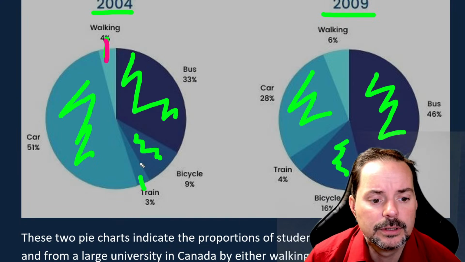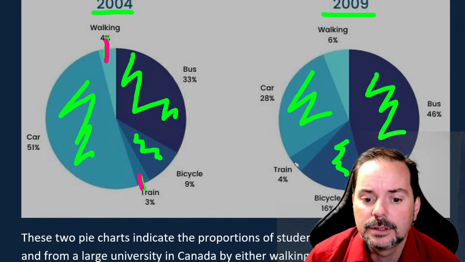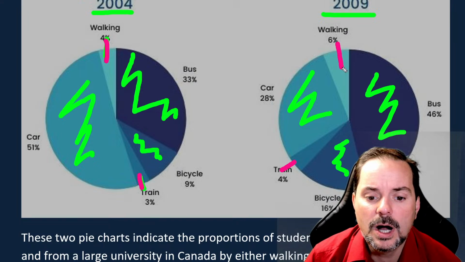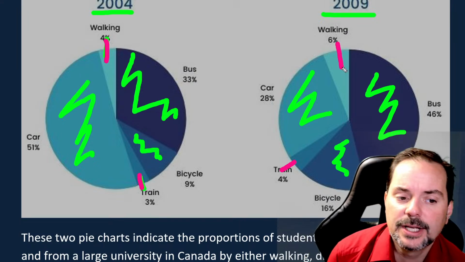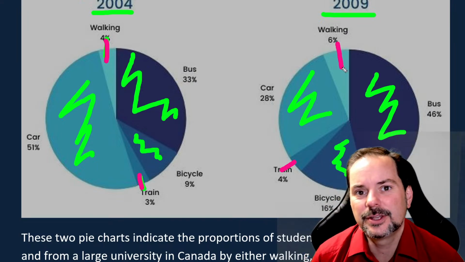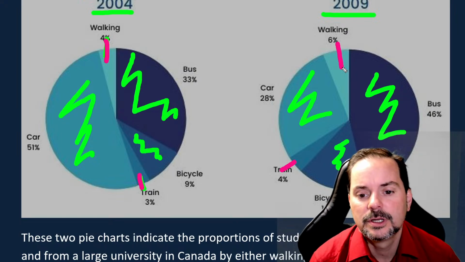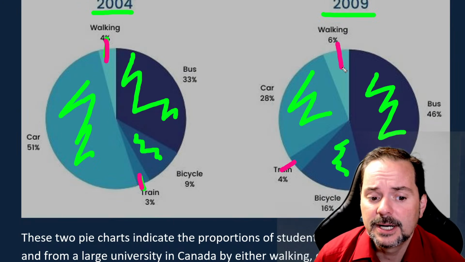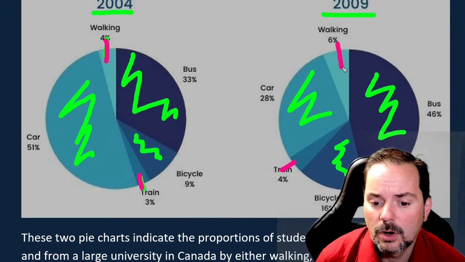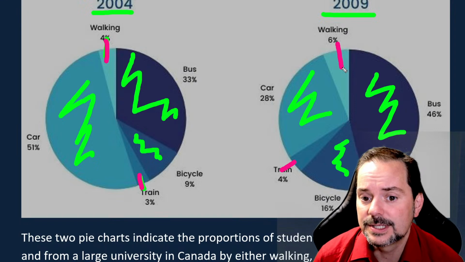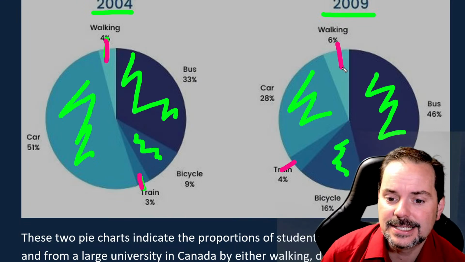So walking, riding the train, not a lot of change, and they're kind of the lesser means of commute. But car, bus, and bicycle all went through significant change. Kalina says, yes, I see that.